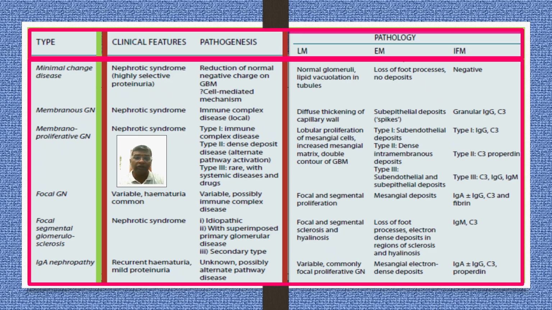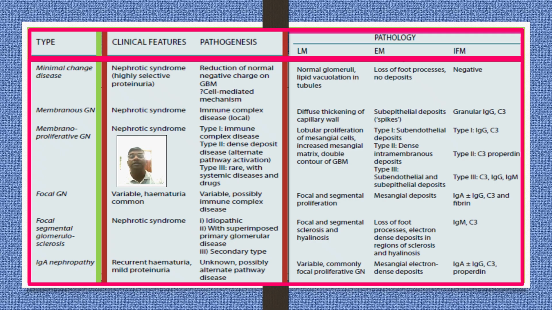Coming to electron microscopy, there will be no deposits in minimal change disease. So it is nil deposit disease, but on electron microscopy you can observe the loss of foot processes. So loss of foot processes is the minimal change that is observed under the electron microscope in minimal change disease. And coming to immunofluorescence microscopy, it will be negative as there are no deposits. Nil deposit disease is minimal change disease.